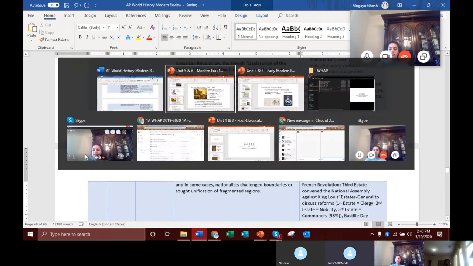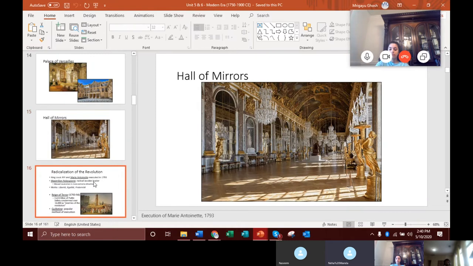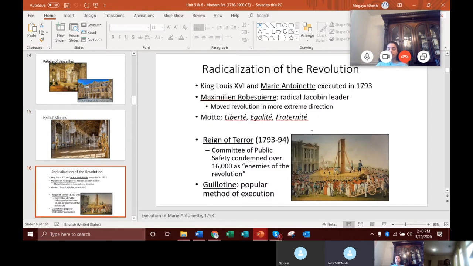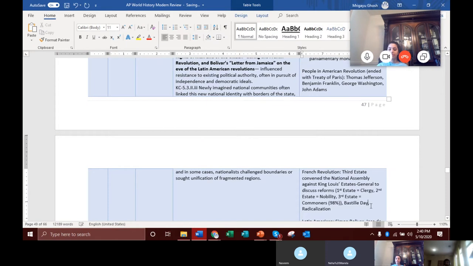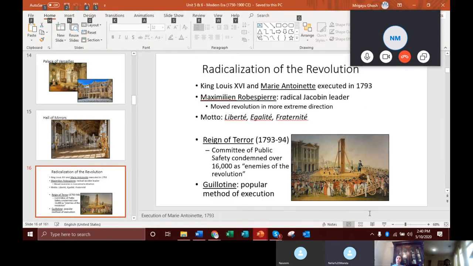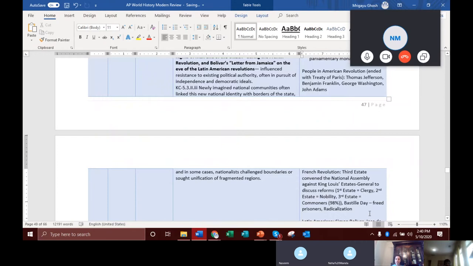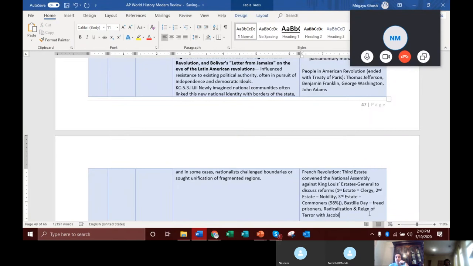And then Bastille Day, which is important. Versailles, remember, we had a big... freed the prison and Bastille. Yes, Bastille freed prisoners. We had the radicalization with the Reign of Terror. Robespierre. Radicalization and Reign of Terror with... Jacobin, I don't know.